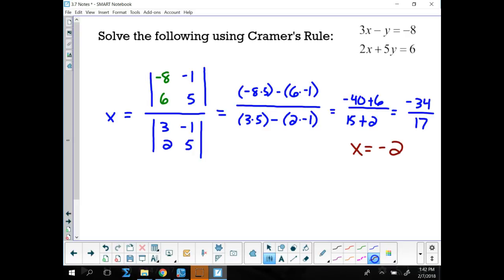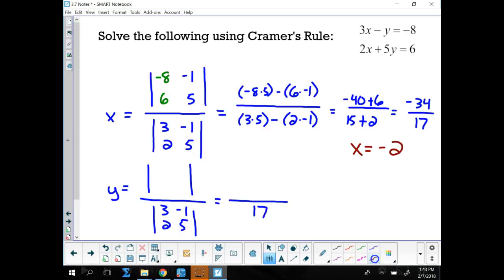You have options here now. You could continue on with Cramer's rule, or you could simply substitute x back into one of your equations and get y. I'm going to continue on with Cramer's rule because I'm already halfway done with y. Why, you may ask? Because the value of my determinant down here on the bottom, 3, negative 1, 2, 5, is 17. It's the same as the denominator in the x one. I've already calculated it.